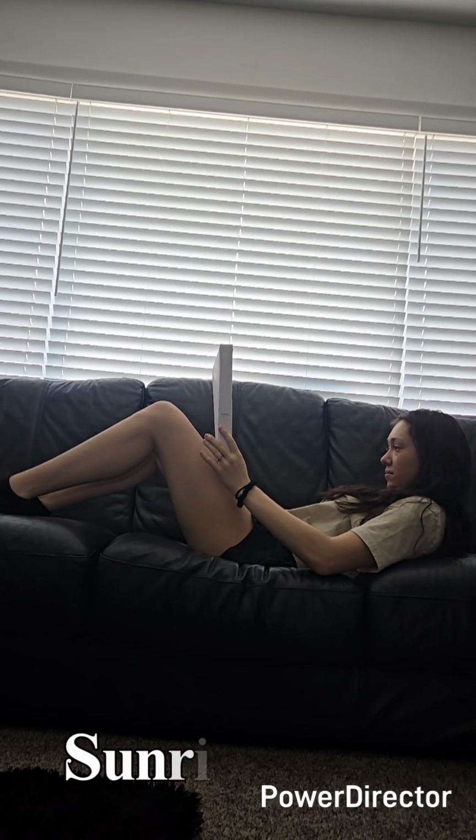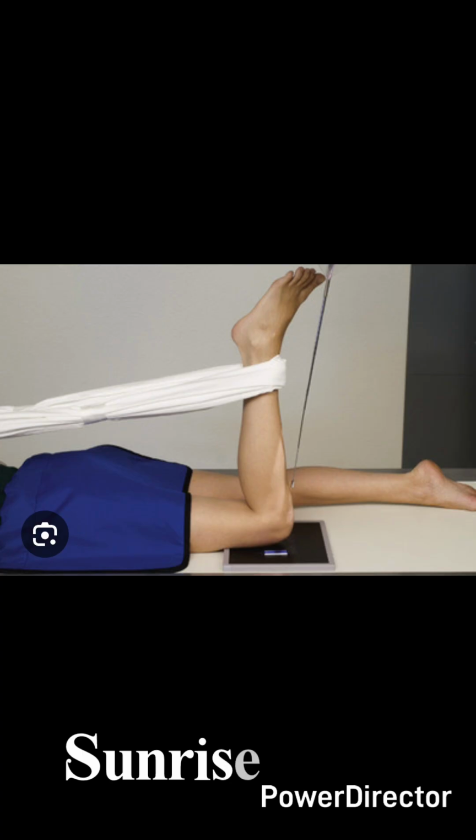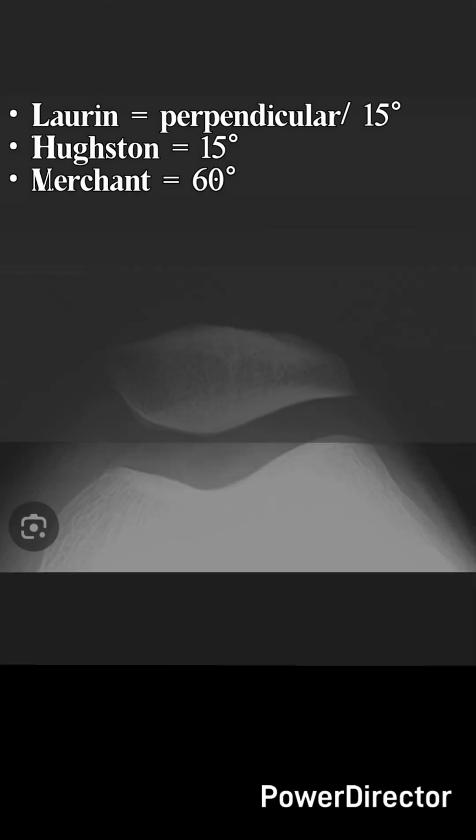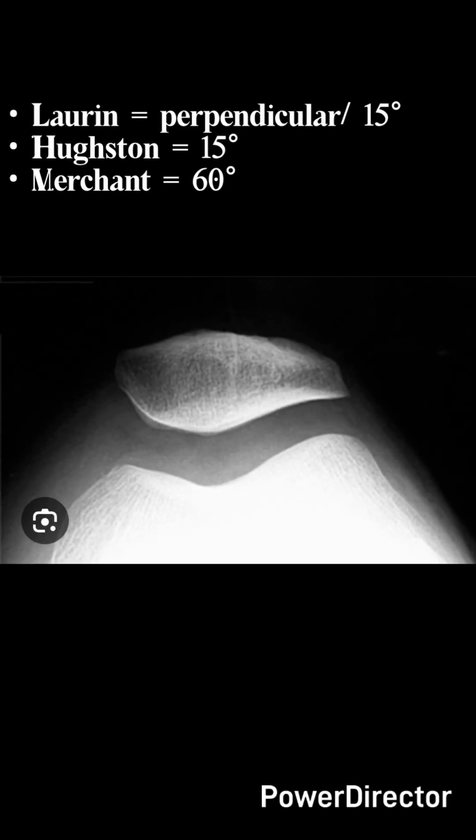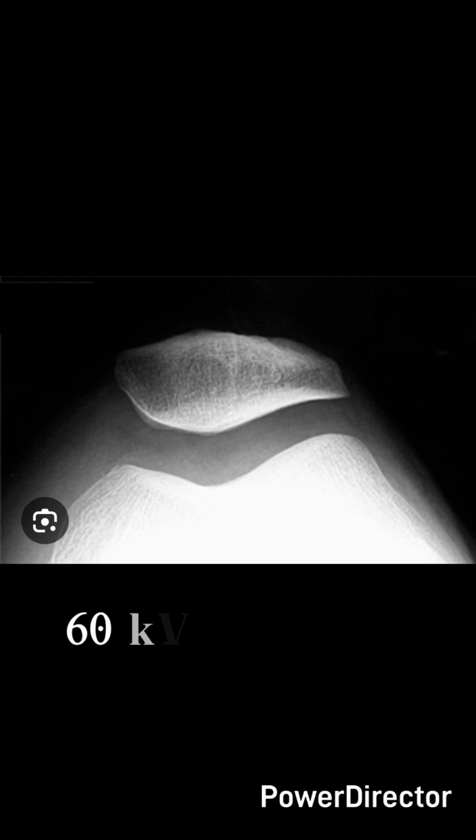Say hello to me, this is sunrise, and there's a couple different ways that you can do this, like this, and the next picture coming up. The Laurin method was the first one I was doing, which is usually a perpendicular beam, sometimes 15 degrees caudal. Houston method was the second picture, and that's a 15-degree angle, and Merchant was the last one with a 60-degree angle. And here's the x-ray. We're going to do that at 3 mAs.